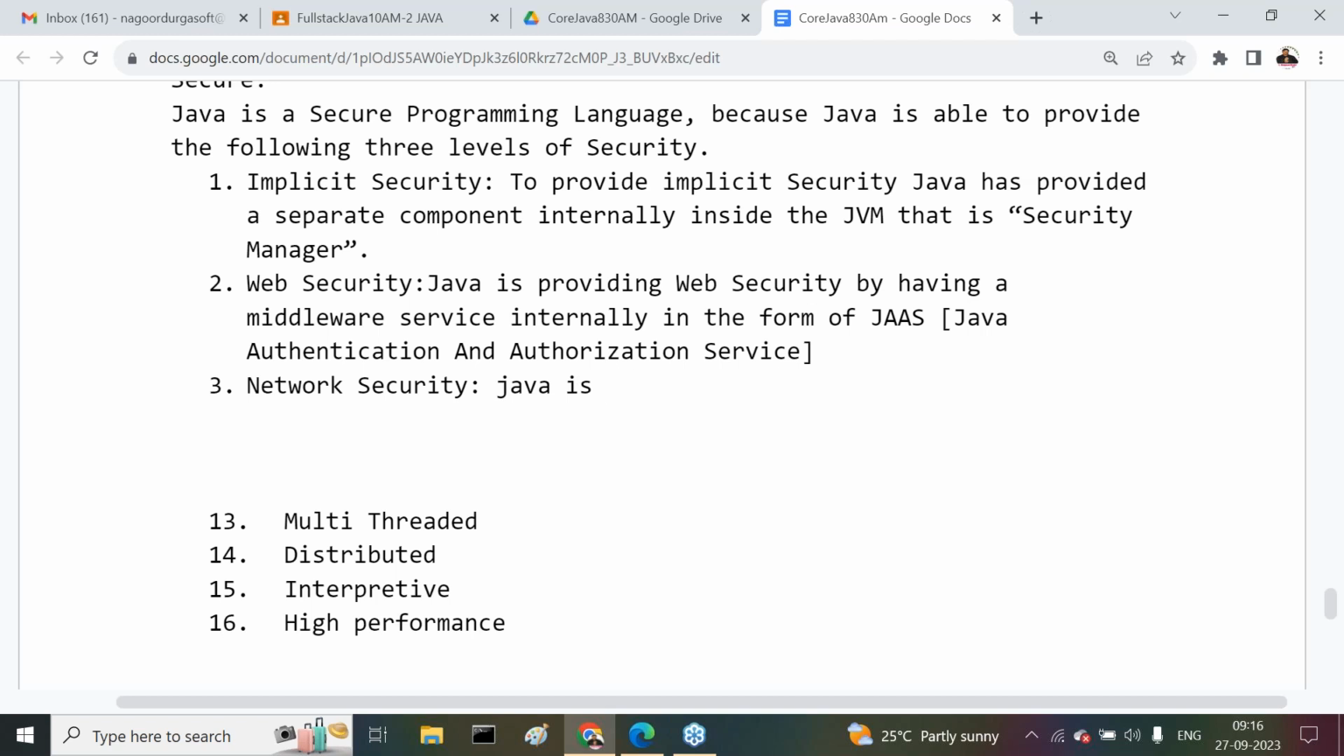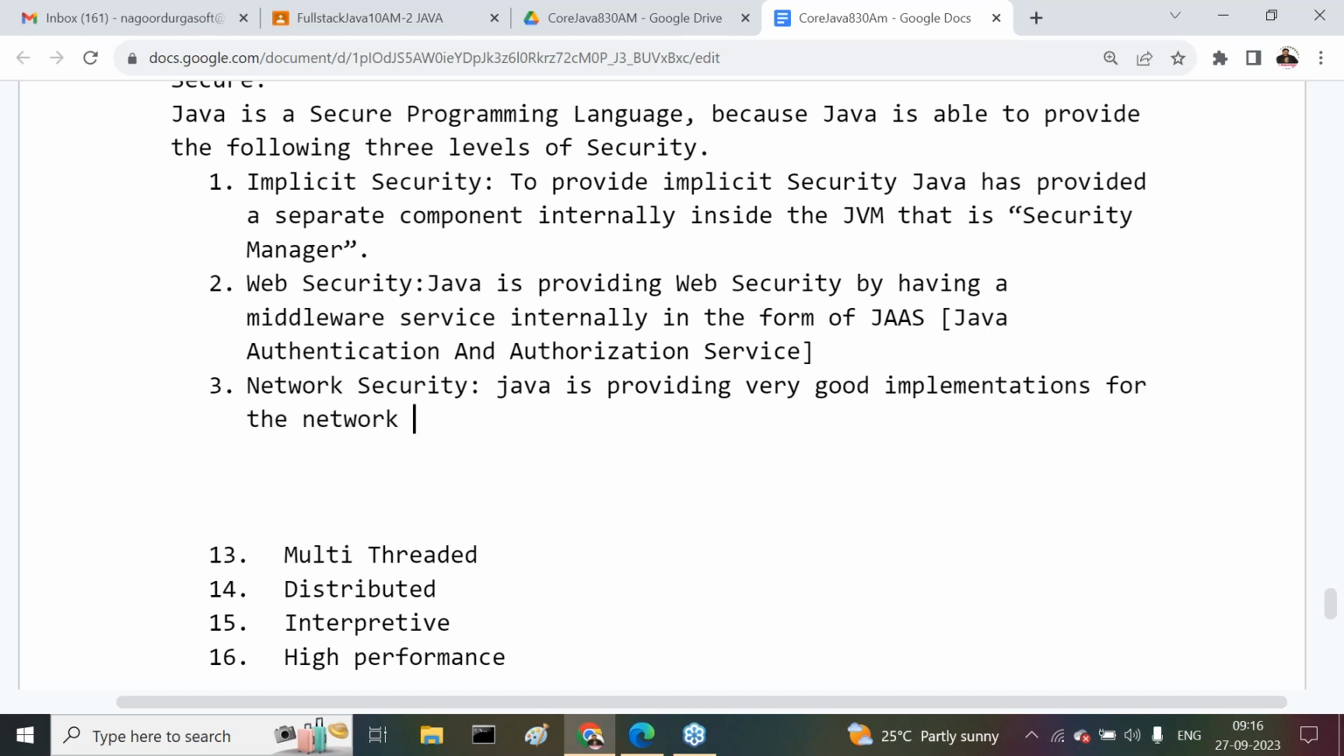Java is providing very good implementations for the network security algorithms. Network security algorithms are majorly encryption and decryption algorithms. At the sender side, we have to implement encryption. At the receiver side, we have to implement decryption. So encryption and decryption mechanisms are nothing but network security algorithms.